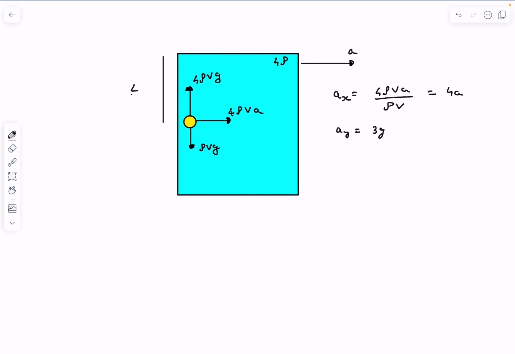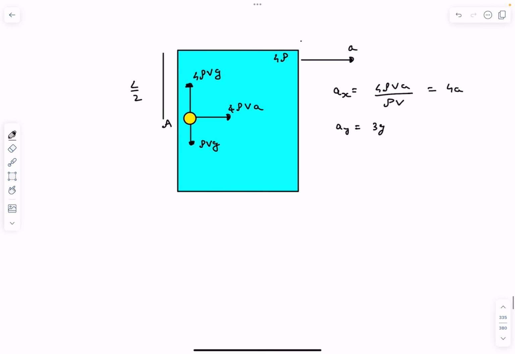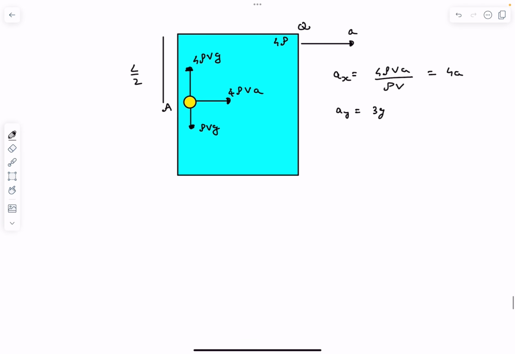Distance was given to us as L by 2. So this point was point A, this point was point Q. We need to figure out the time in which it would reach point Q. So we can easily write s equals ut plus half at squared in the y direction. The displacement is L by 2, which equals half acceleration times t squared. The time turns out to be square root of L by 3g. In a time of square root of L by 3g, the ball will reach the top of the container.